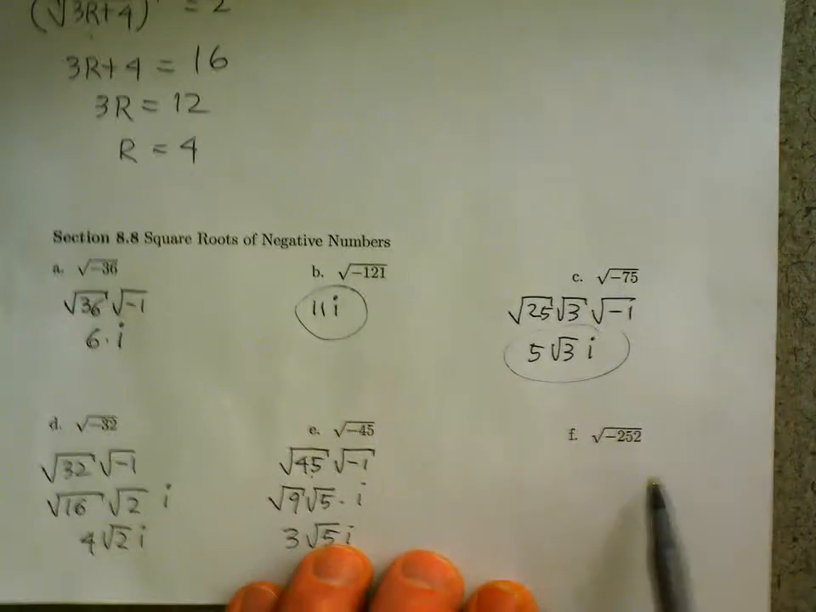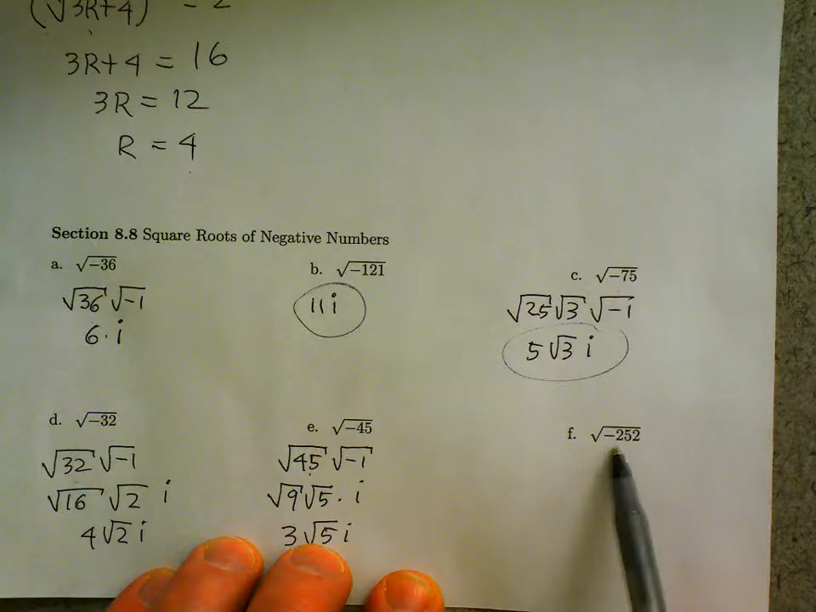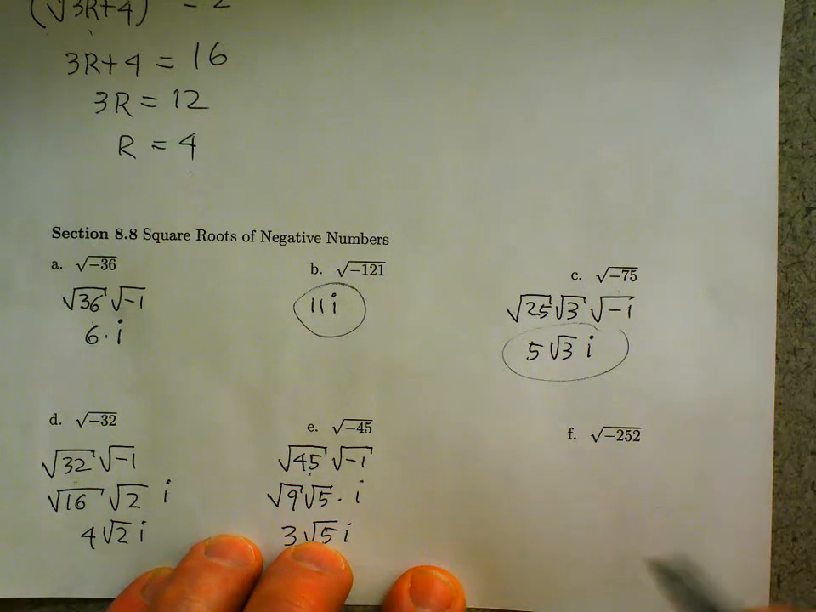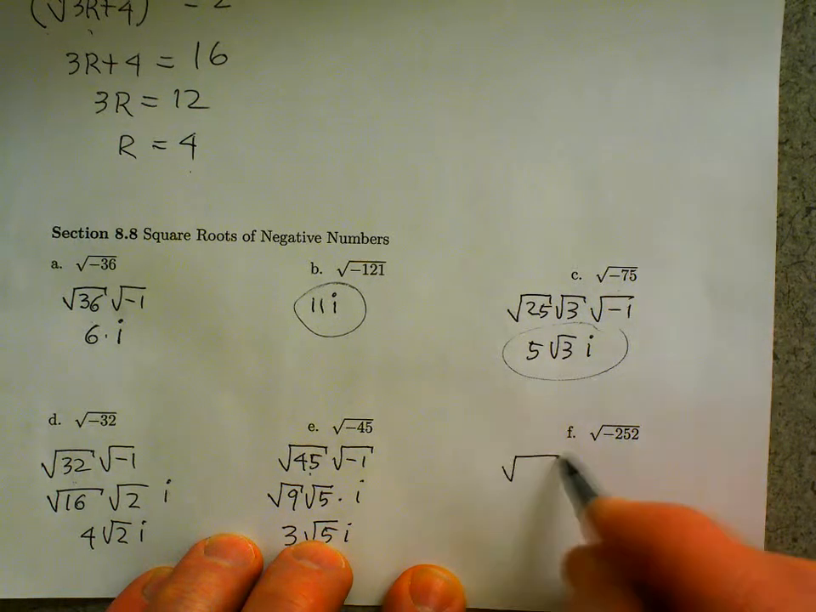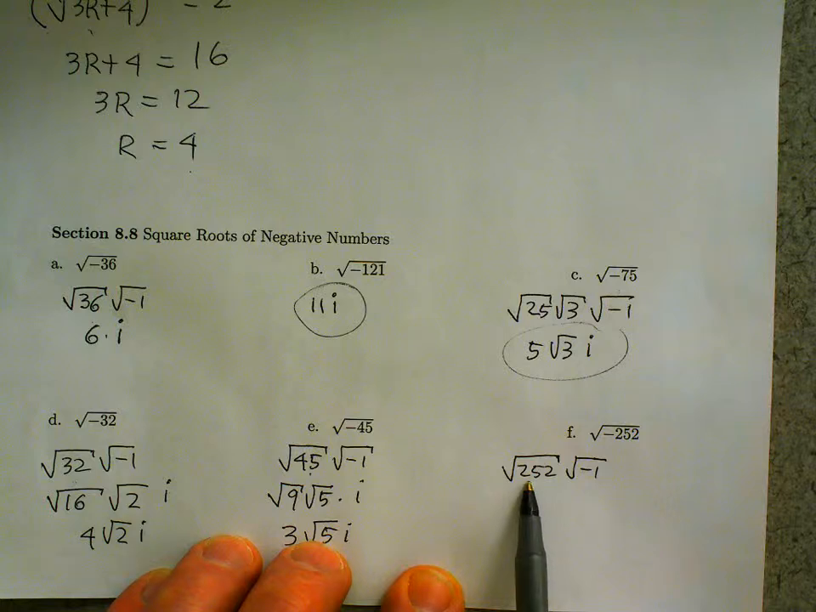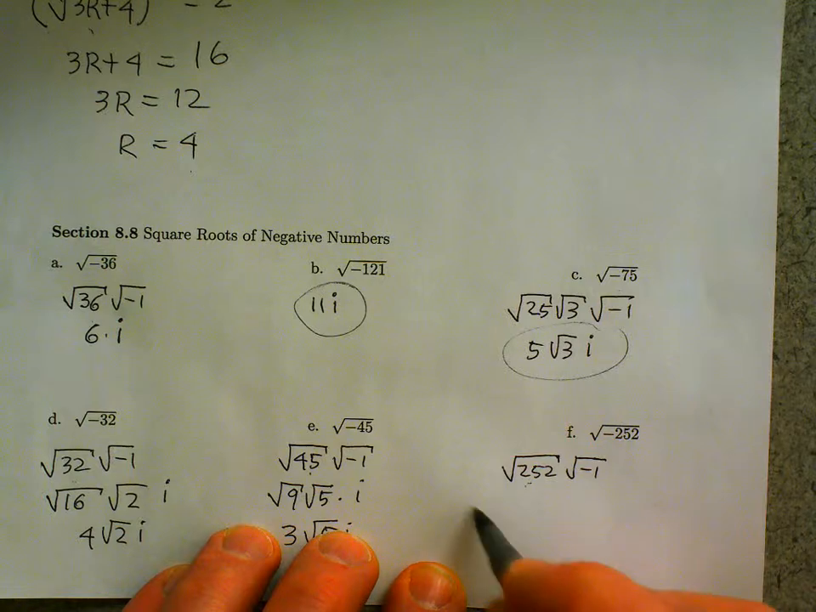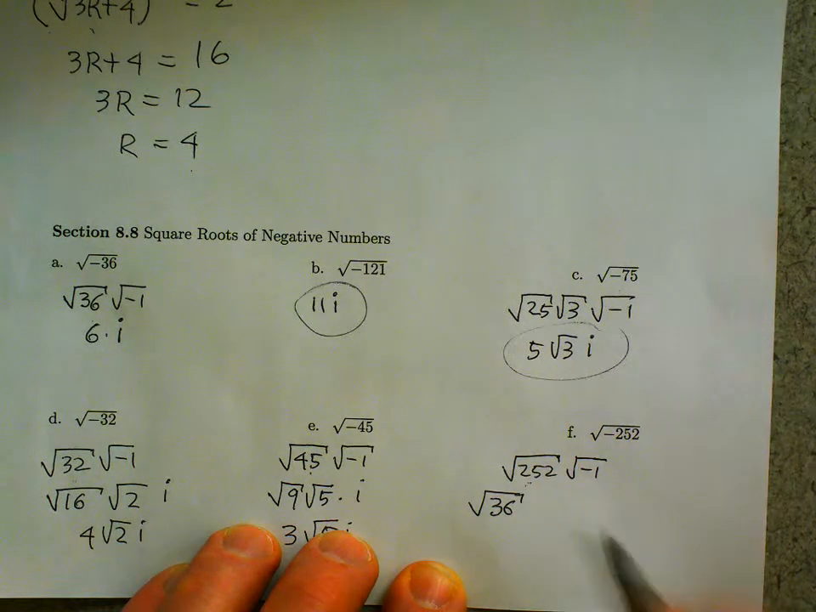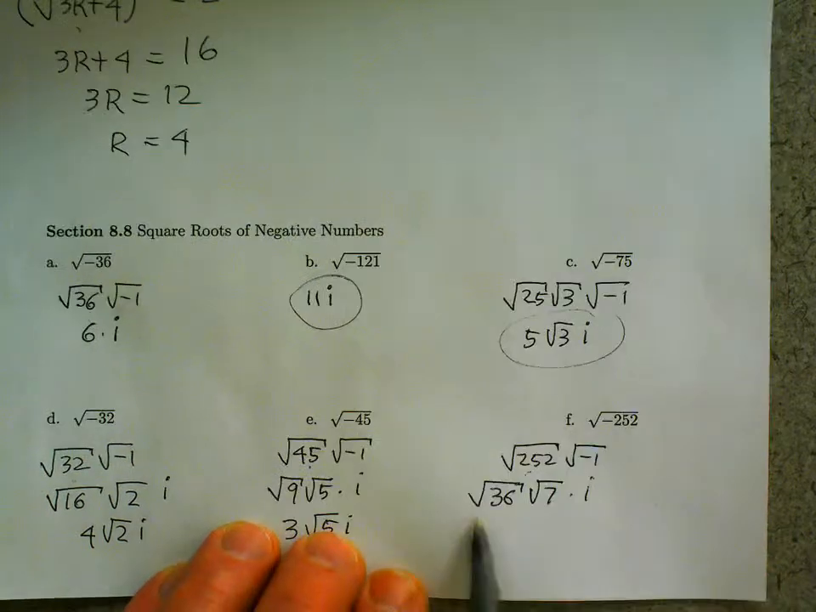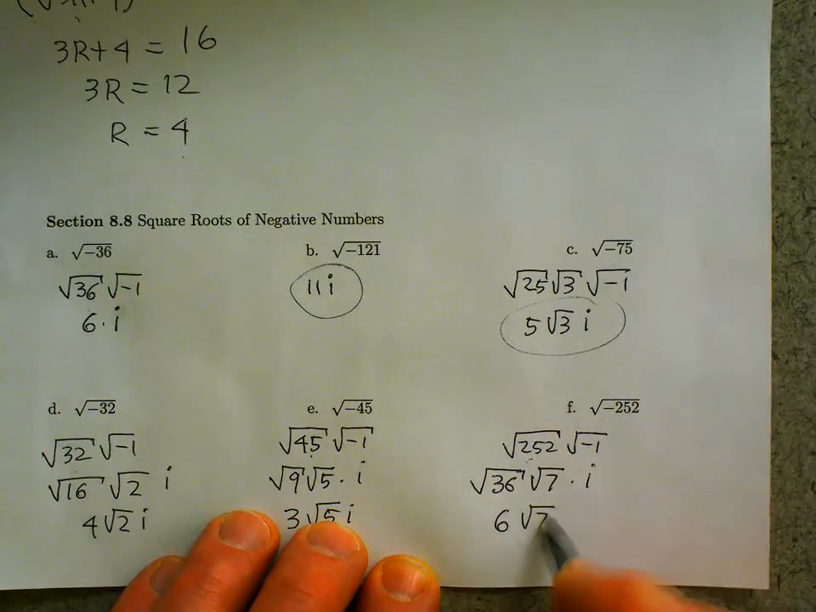Okay, then the last one, the square root of negative 252. So that's the square root of 252 times the square root of negative 1. And the largest factor of 252 that's a perfect square is 36. 7 times 36 is 252. So the square root of 36 times the square root of 7 times i, and then the last step, 6 times the square root of 7 times i.